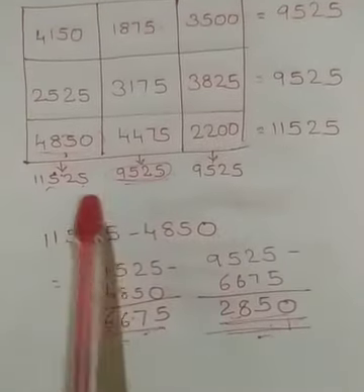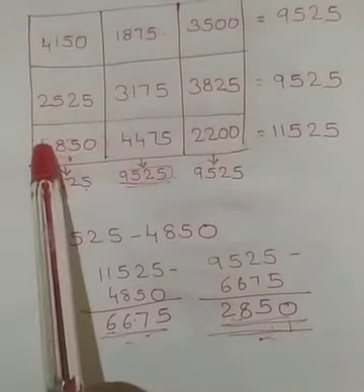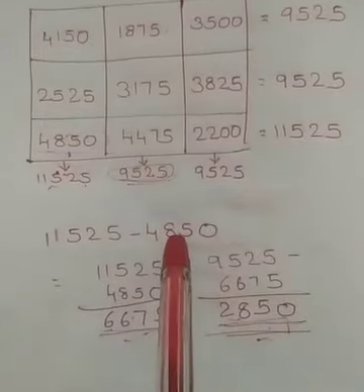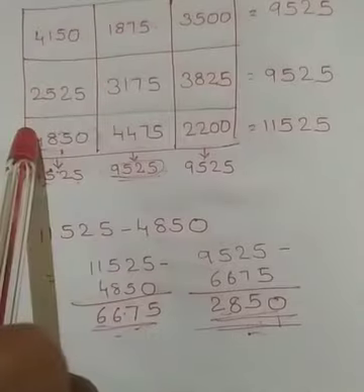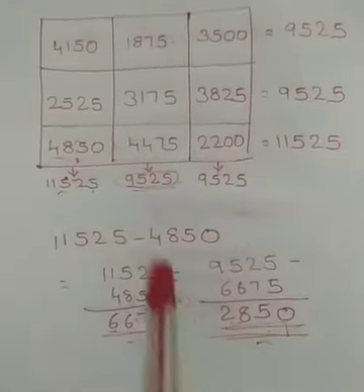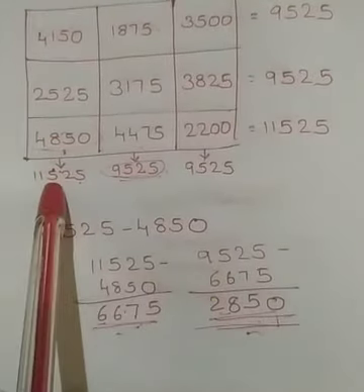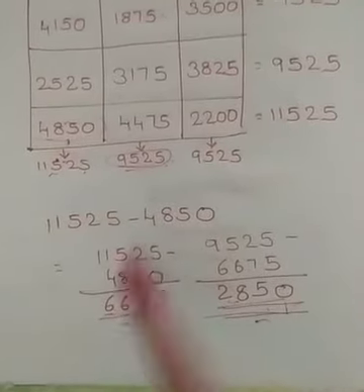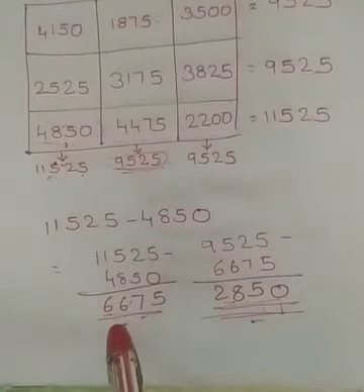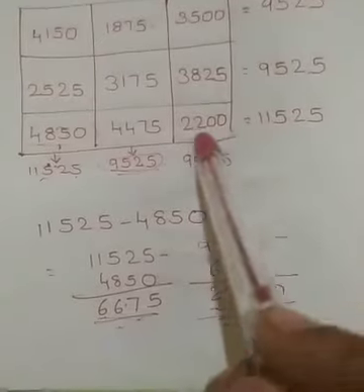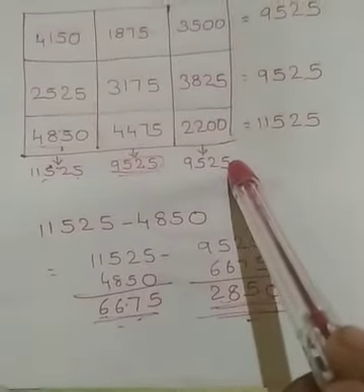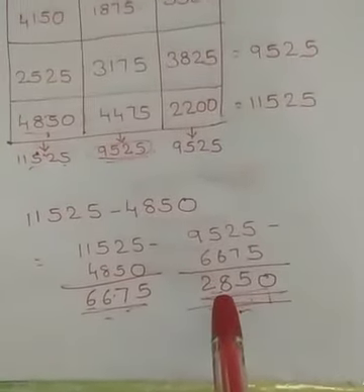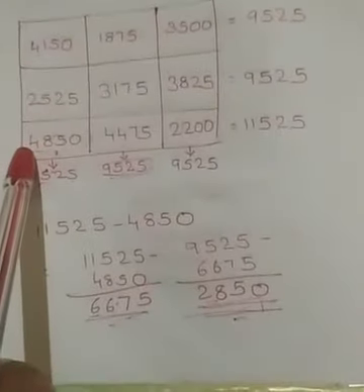Okay. First we subtract 4850, that means the incorrect number, from the incorrect sum. Okay, 11525 minus 4850. Incorrect sum and incorrect number. Difference between these two numbers. Okay, first we find the difference between incorrect number and incorrect sum. Then we got the answer 6675. Okay, the next step is we subtract 6675 from the correct sum. That means 9525 minus 6675. Okay, this is the second step. What is the answer? 2850. That is the correct number here.